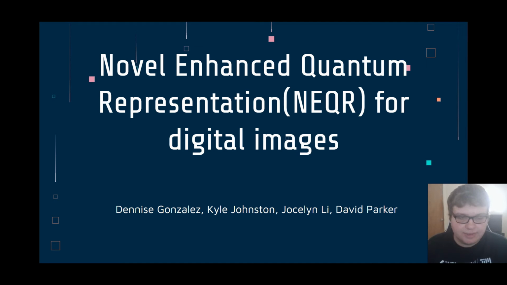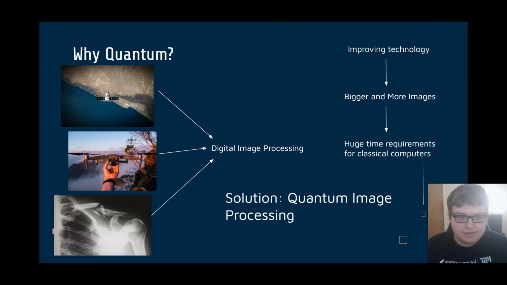Now, you may be wondering, why would I want to use a quantum computer to represent digital images? To answer that question, we need to look at the larger picture. A very important branch of information science is digital image processing. This is when an algorithm is used to process images, for example, satellite data or X-rays. These algorithms can be used for many things such as pattern recognition or edge finding.